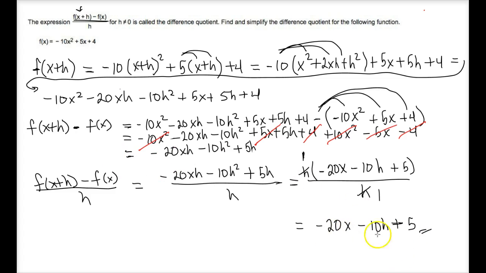So this is the simplified form of the difference quotient when our function f of x is equal to negative 10x squared plus 5x plus 4. So I hope this clarified some things, and if you need any other type of functions evaluated using the difference quotient, just let me know.